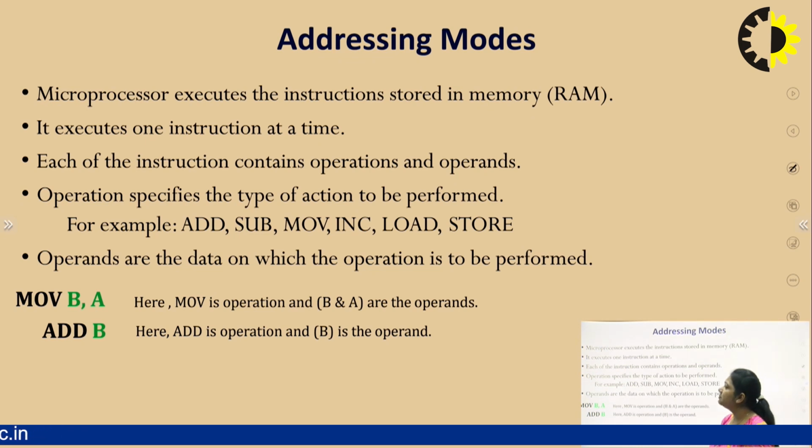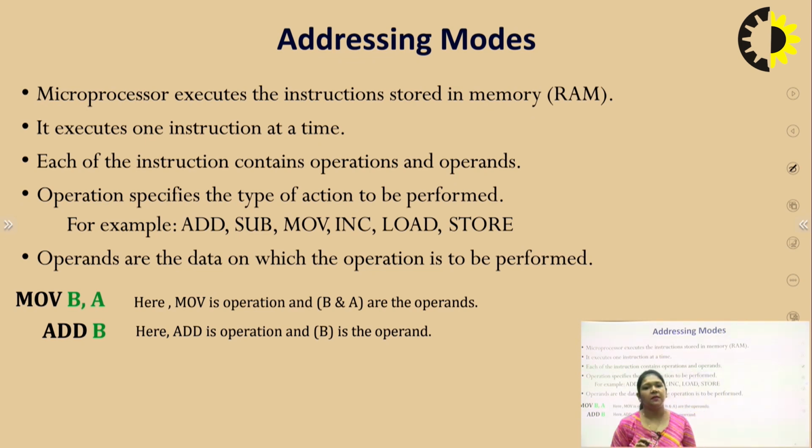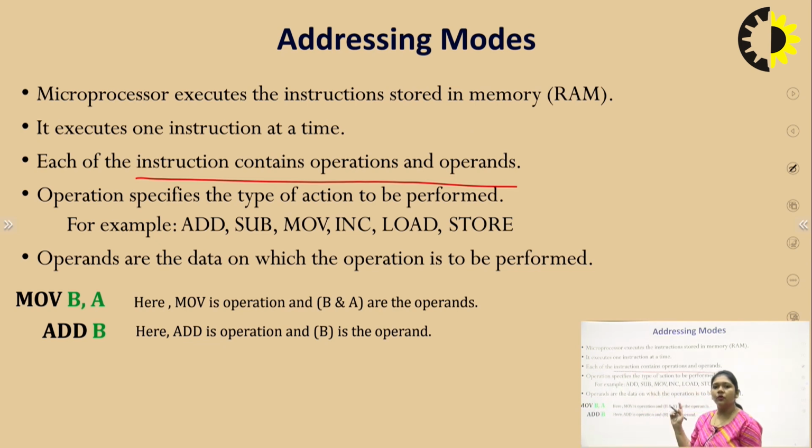Now addressing modes. The microprocessor executes the instructions stored in the memory, and it executes one instruction at a time. It's not possible that we have a program of 5-6 instructions and the microprocessor processes all of them at a time. The microprocessor will execute only one instruction at a time, and each instruction contains operations and operands that we have discussed just now. There will be some opcodes and some operands, and the operation specifies the type of action which the microprocessor has to perform, and there are different types.